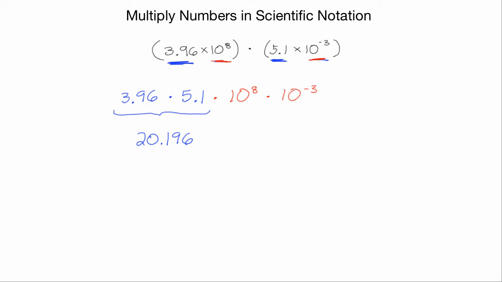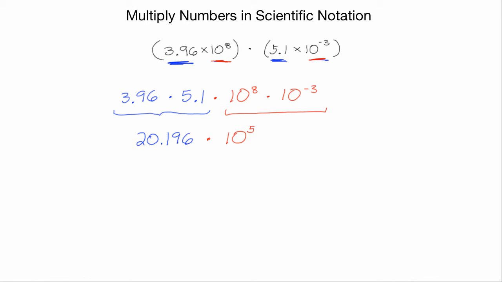All right. I still have the tens values to multiply, but I'm going to use my product property of exponents, and I have the same base, 10 and 10, but I have different exponents. So 10 to the 8th times 10 to the negative 3rd, this is where I just add the two exponents together to get 10 to the 8 plus negative 3, which is going to be 5. And look at that, we're done. We got 20.196 times 10 to the 5th.